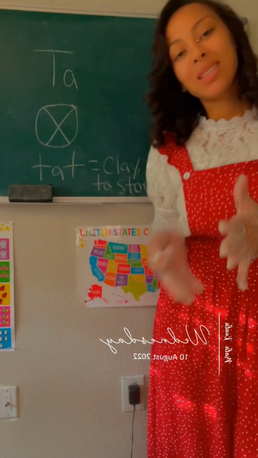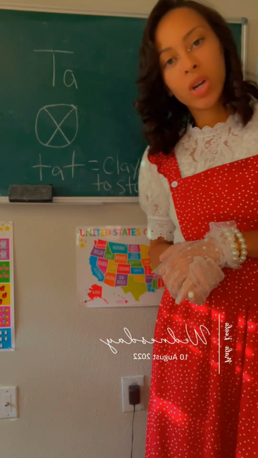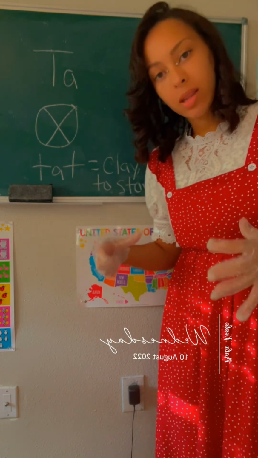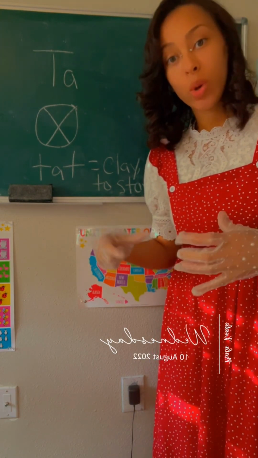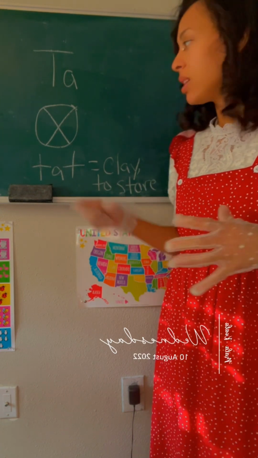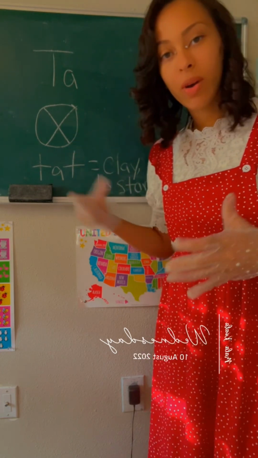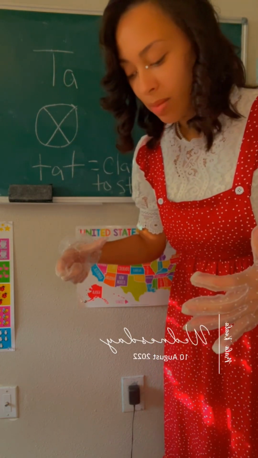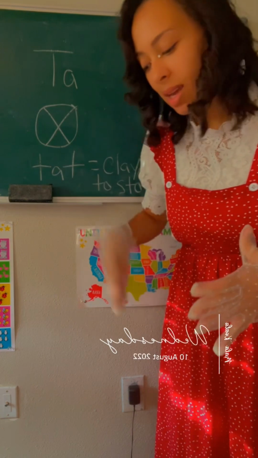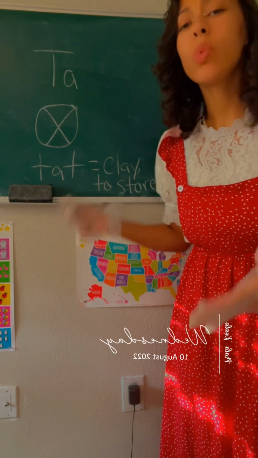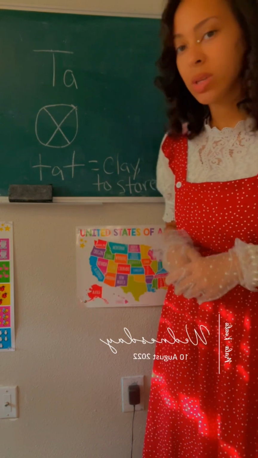So the reason it means clay or to store is because back in the days we would use clay pots to store things in, and this X shows the depth of the pot. So you would look down into the pot and you would see the X in the clay basket, and we would store things in there like food and different stuff.